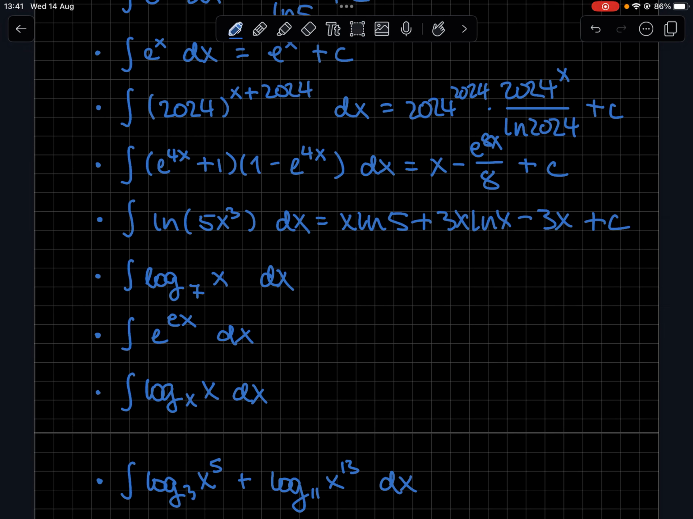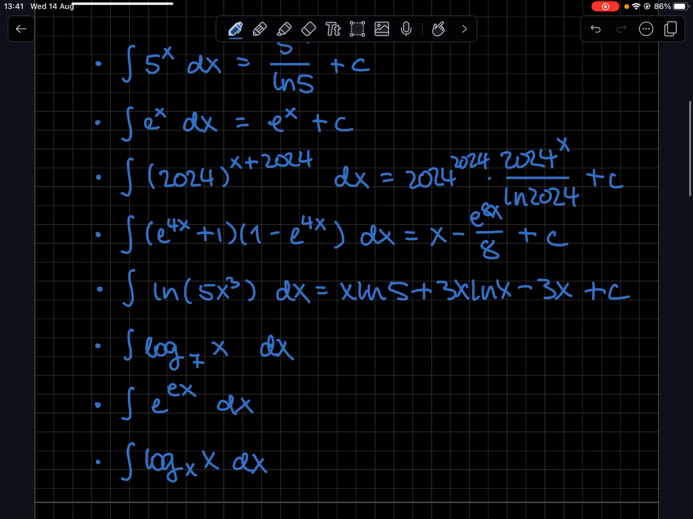Next question. Log base 7 of x. So we finally have this example of where we have to integrate a logarithmic function, but the base is not e. We have base 7. So as I hinted at the beginning of this video, what you can do is rewrite log base 7 of x as ln x over ln 7. Okay, and this is a property of logarithms. It's called the change of base rule.